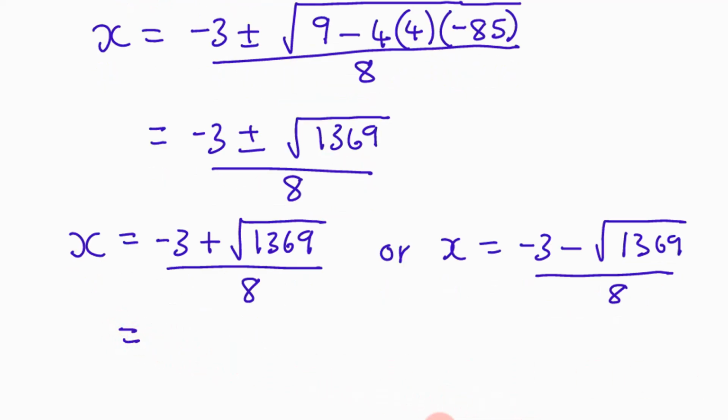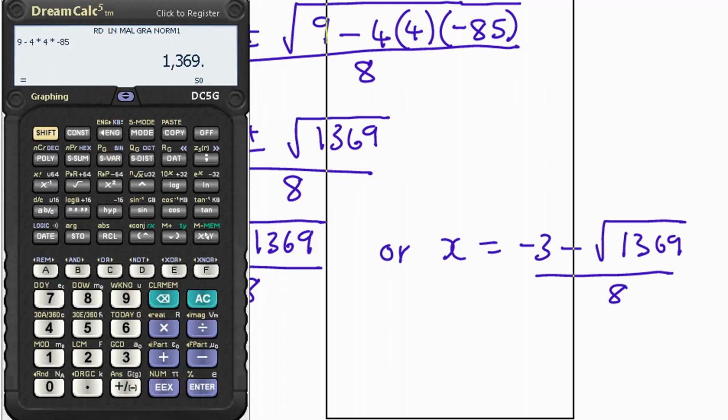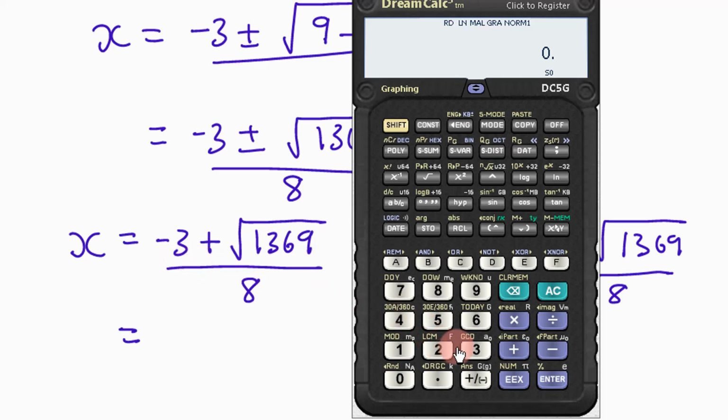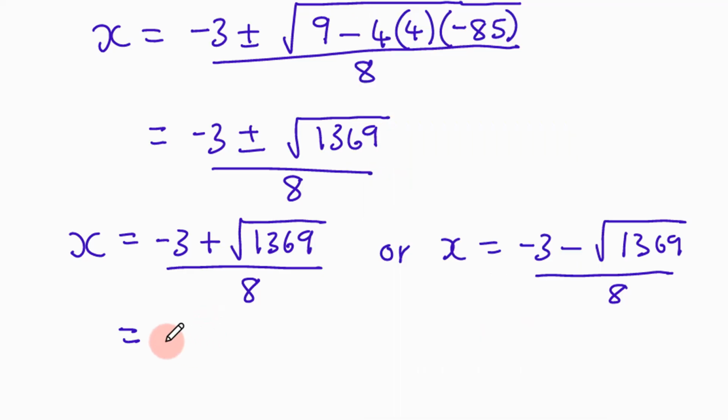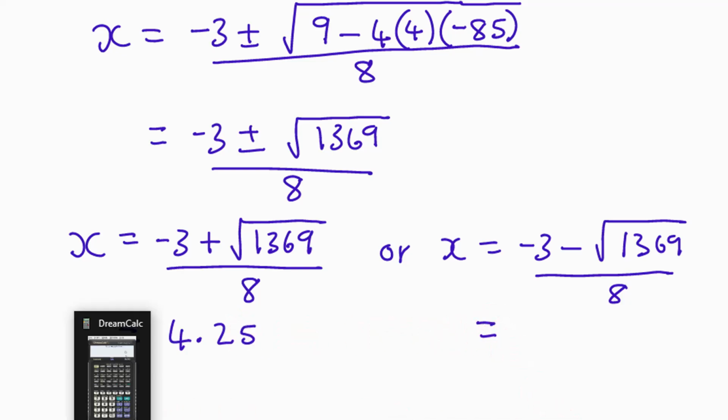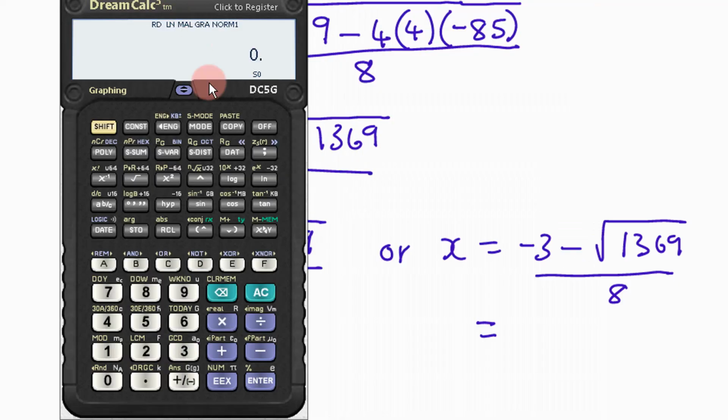Let's use the calculator. So negative 3 plus square root of 1369 divided by 8. And it's 4.25. And then we also have negative 3 minus the square root of 1369 divided by 8. And we get negative 5.